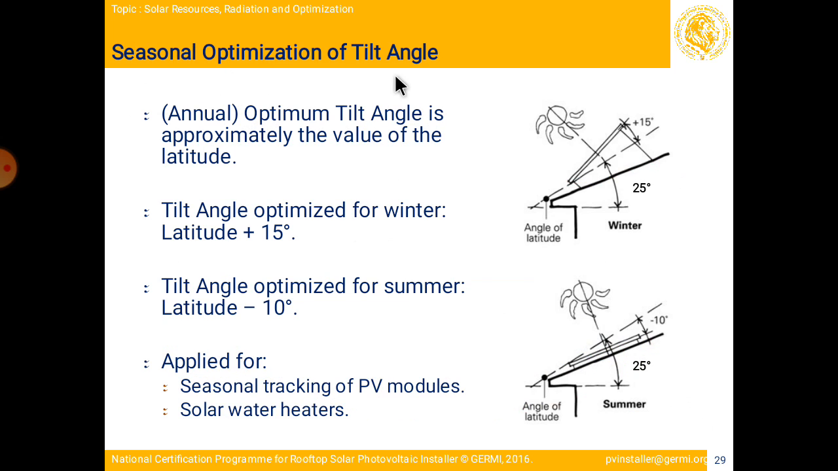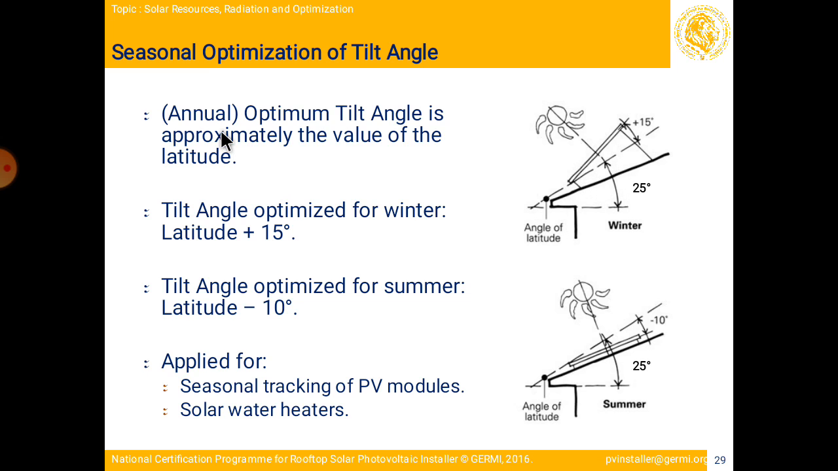Now, the seasonal optimization of the tilt angle. Yes, we can do the seasonal optimization also to get the maximum efficiency from the solar PV module. These are certain optimizations that we can do for a better output of the solar PV module. Over here you can see the position of the solar PV module, and we can change the angle of the solar PV module according to the season.